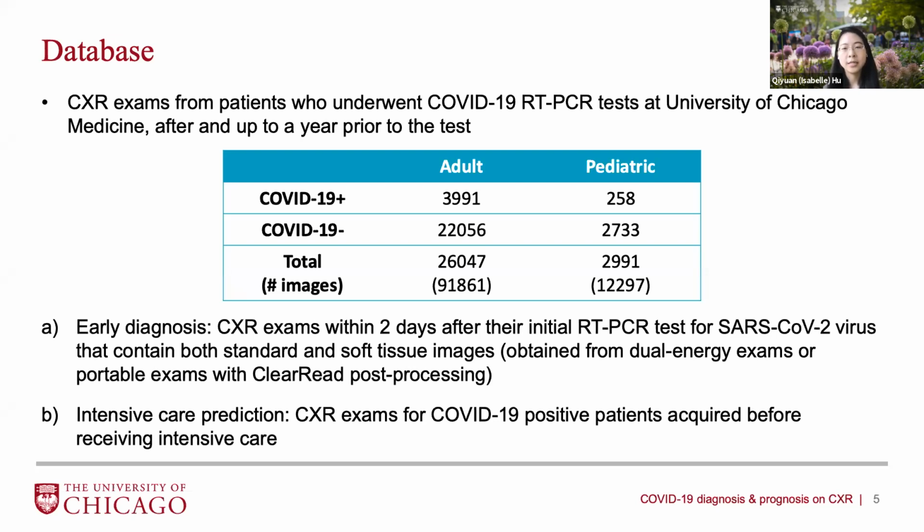We only included exams that contained both standard and soft tissue images, either from dual energy exams or from portable exams where a synthetic soft tissue image was generated by post-processing technology. And for the intensive care prediction, we used a subset of CXR exams for COVID-19 positive patients acquired during the period when they were COVID positive, and before they received any intensive care, if they ever did.